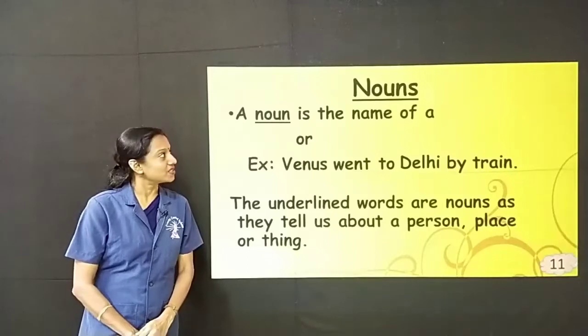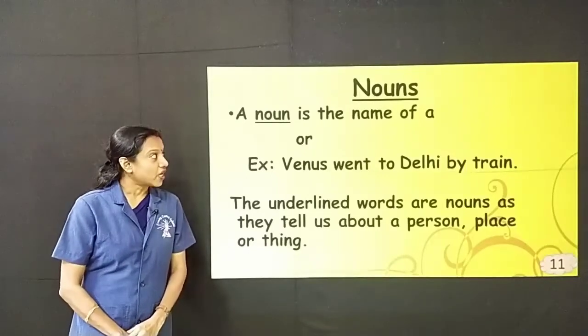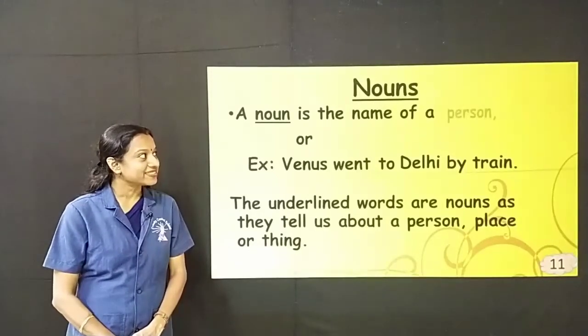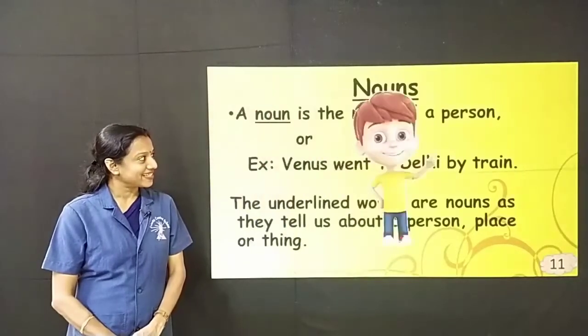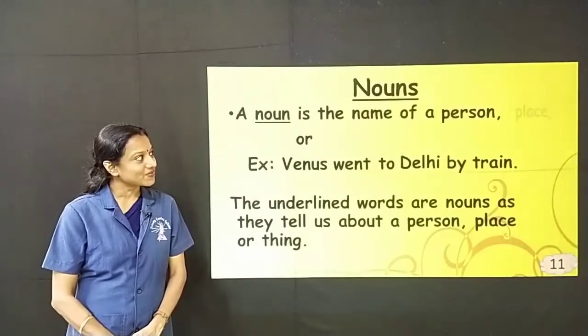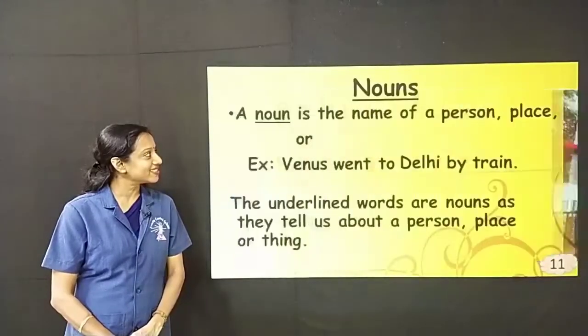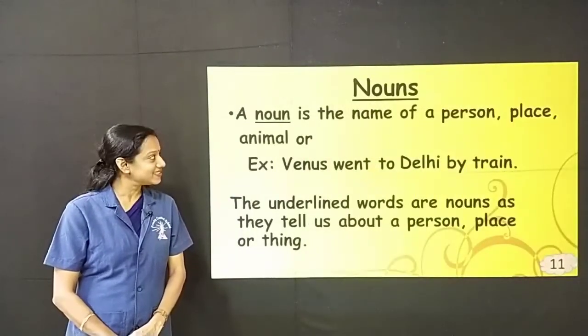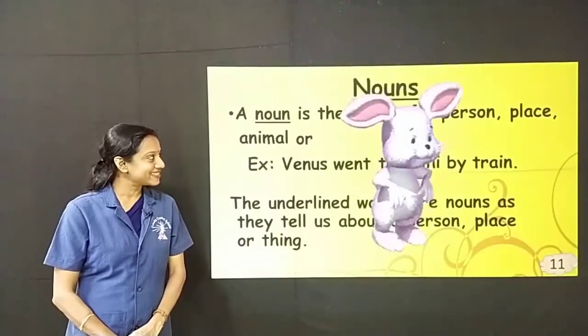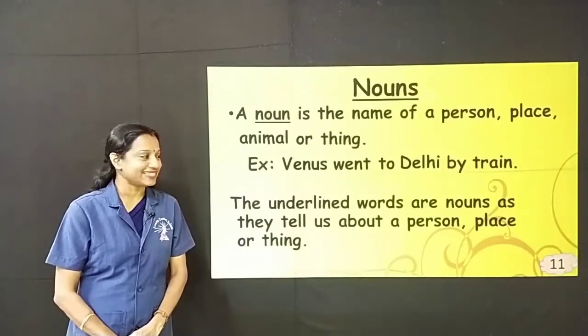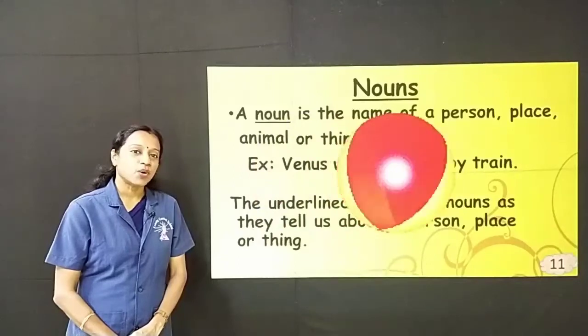So let's see what is a noun. A noun is the name of a person, that's a person, a place, that's a school, animal, that's a rabbit, or a thing. For example, a ball.